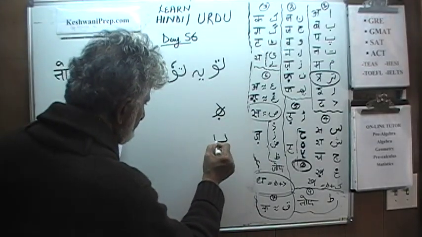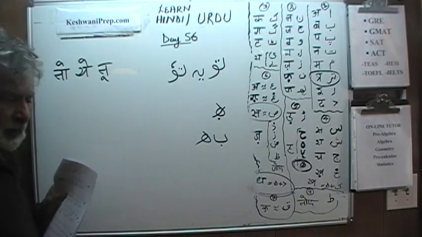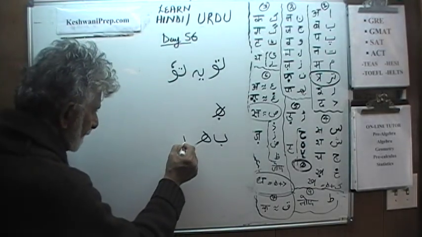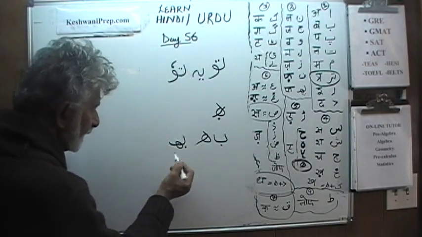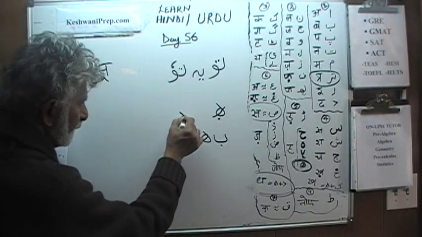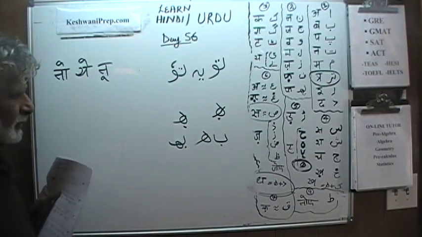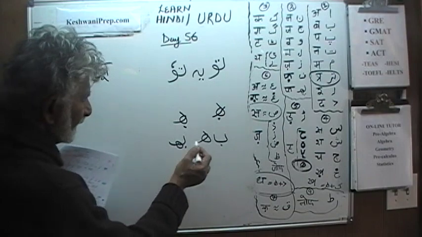Ba is a ba and a ha. And strictly speaking, it should look like this. There should be a ba and a ha. It should look like this. But when I wrote it, as you can see, it does not come out like that. But it's okay. People will understand it. But it should have been like that.